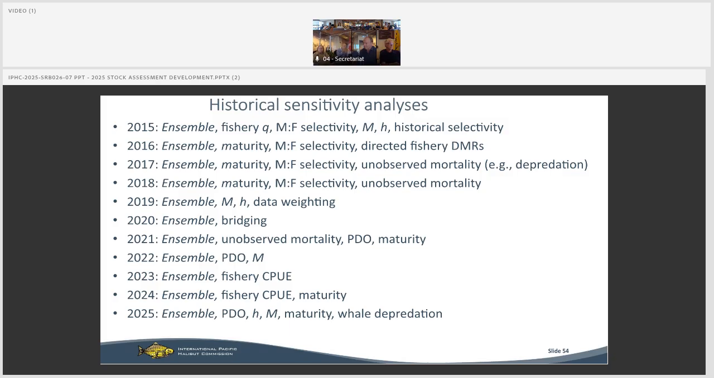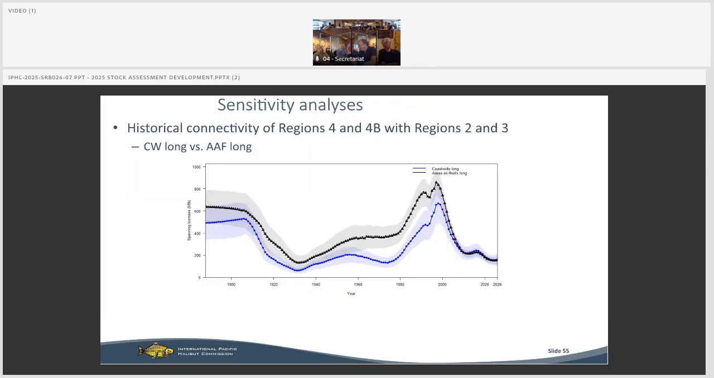And this also should give you some indication of how we develop the research priorities going forward. It's things that are of high uncertainty in the stock assessment. So the biggest uncertainty is the historical dynamics.